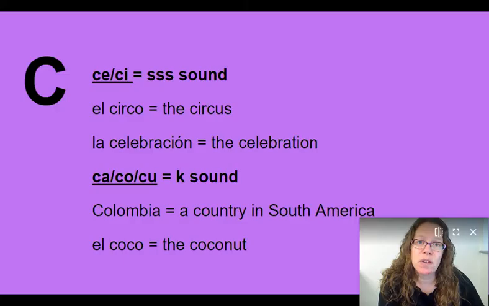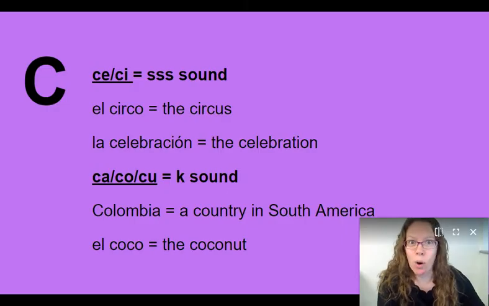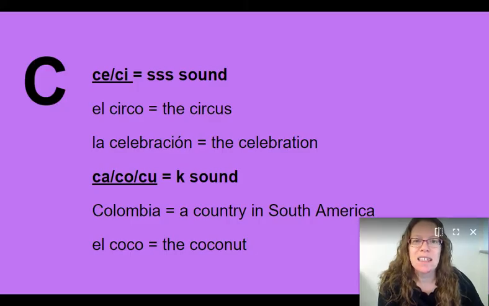So for example, the first two words I have there are el circo. And notice how I'm keeping the O in a fixed position there. Circo, not circo. And then the second one is la celebración. Please try to repeat after me when you're watching this video so that you are practicing. El circo, la celebración. Good job. And then letter C in front of the vowels A, O, or U sounds like a K sound.